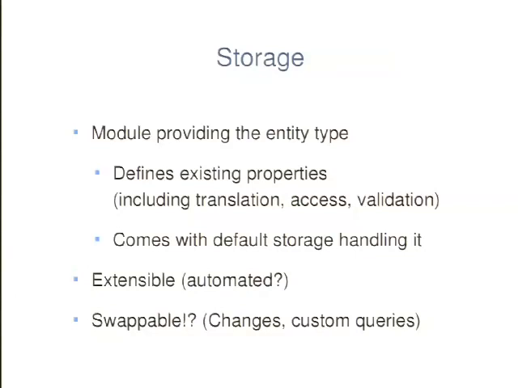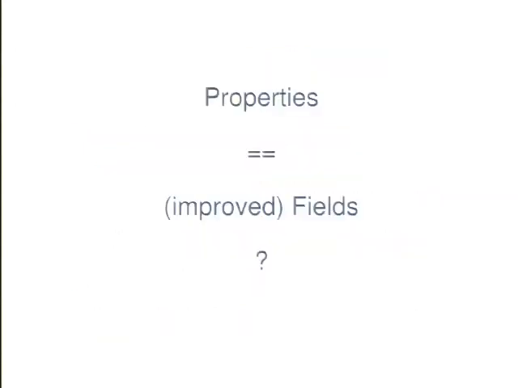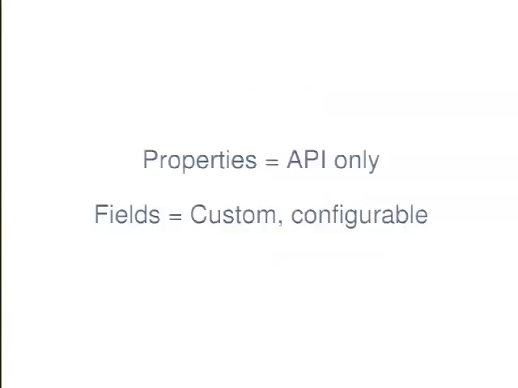Yes, and also the question is, how do we make the entity controllers swappable? But we talked a little bit about that earlier already. So I think the main question now is, what is a property now? Is it the same as a field or not? And I think if we improve the property system that way, it's really pretty much like an improved field API, but more decoupled. So we have the field API decoupled into separate APIs that are reusable independently of fields.